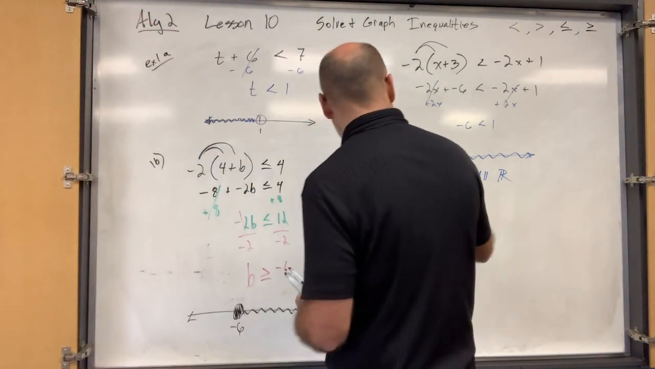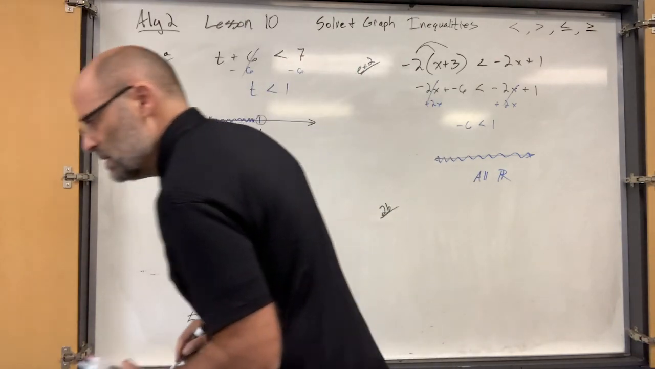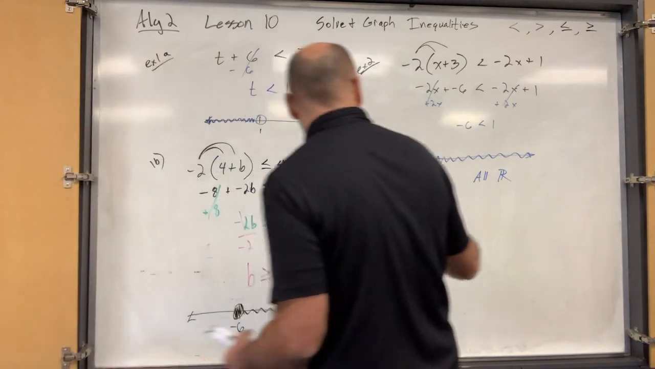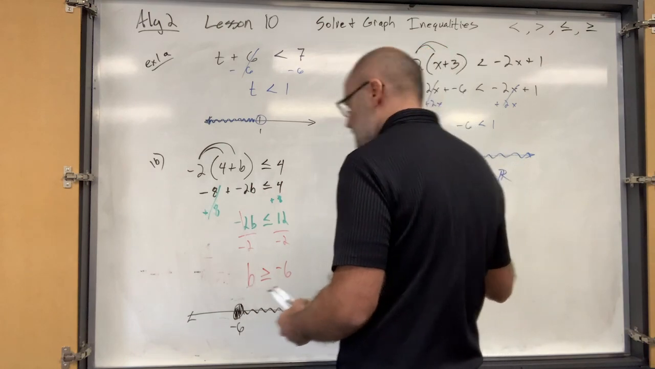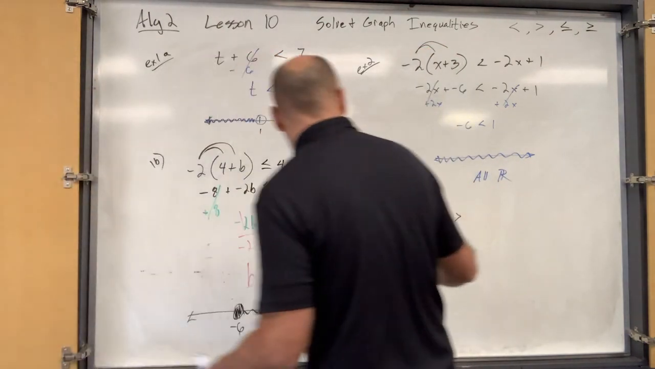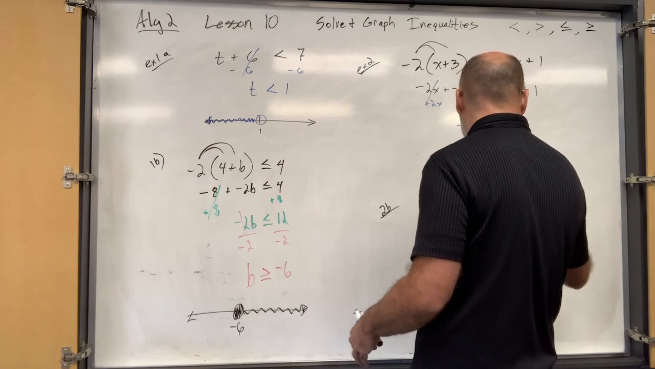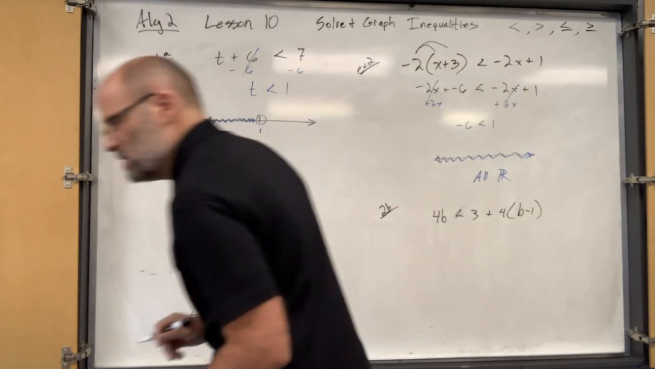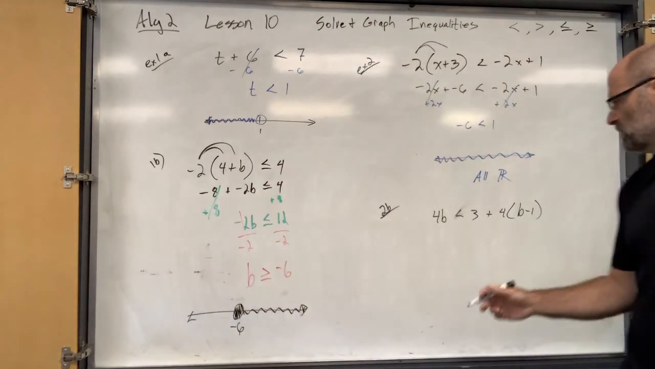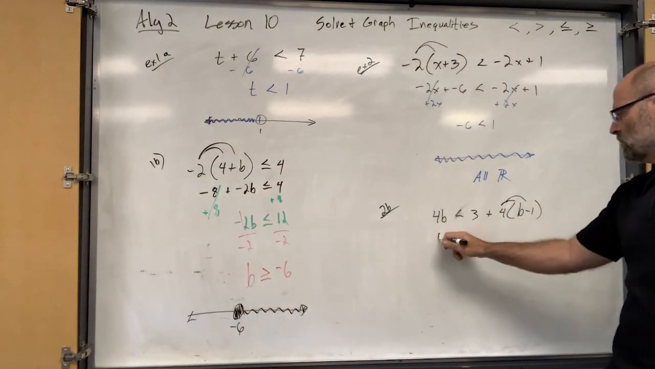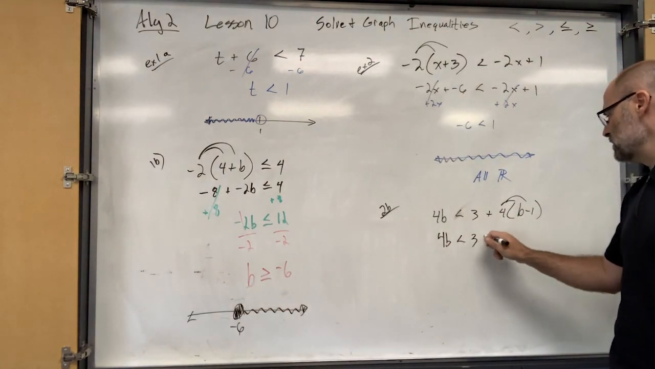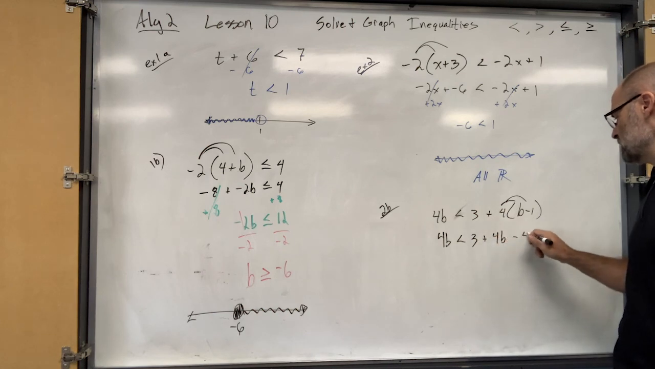So here's example 2b. 4b is greater than or less than 3 plus 4 times b minus 1. So I'm going to simplify this out real quick here. 4b is less than 3 plus 4b minus 4.